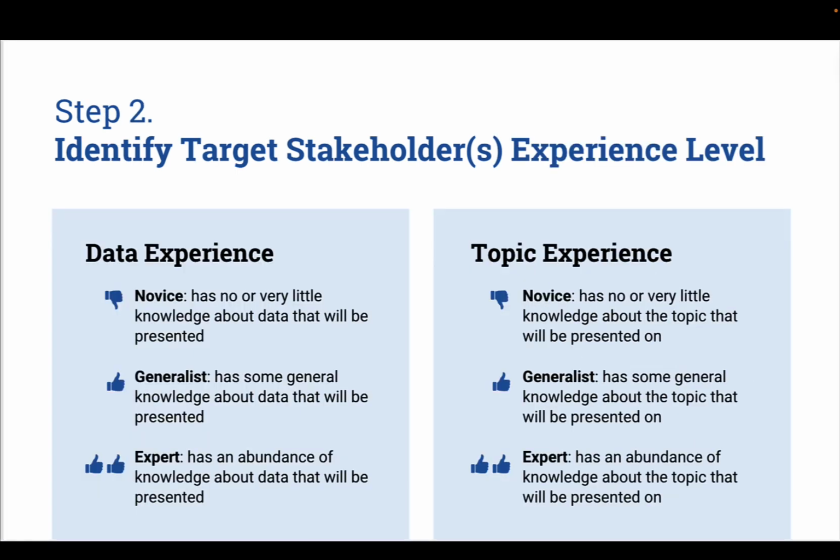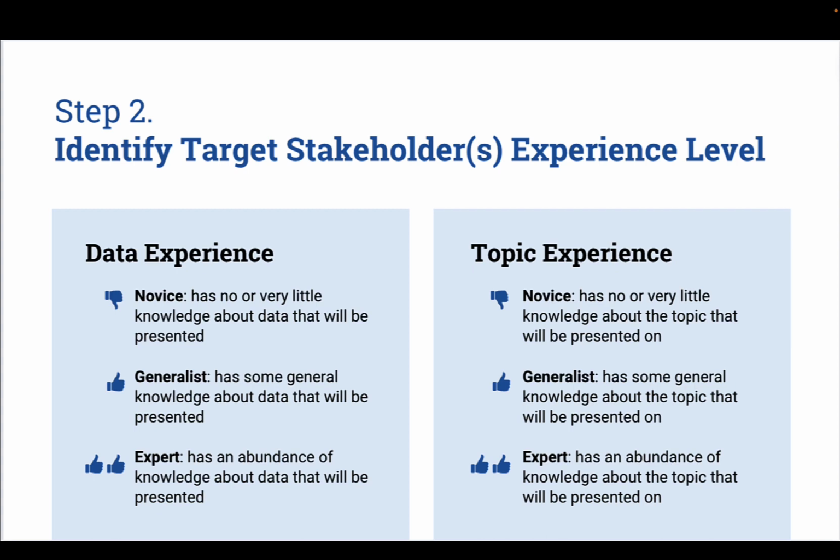Next, we need to identify each stakeholder group's approximate experience level in using related data and the subject area. Obviously, each individual that makes up a stakeholder group will vary, so this should be an approximate estimate of experience level. First, identify the group's data experience. Are they novice, meaning that they have no or very little knowledge about the data that will be presented? Generalist, meaning that they have some knowledge about data that will be presented? Or an expert, meaning that they have an abundance of knowledge about the data that will be presented. Record this in the second column of the worksheet that is linked in the slide.